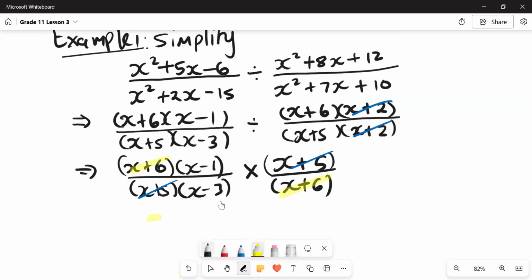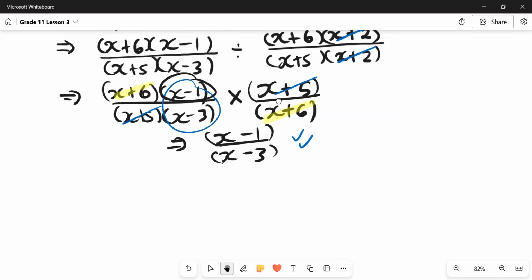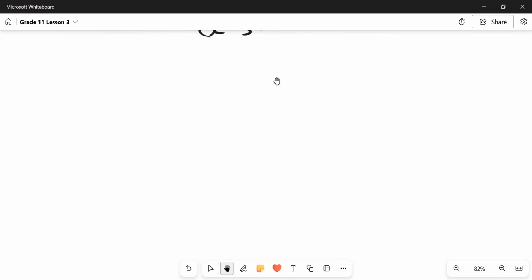Now, your final answer would be x minus 1 over x minus 3. Then that's your final answer. Full marks. Without even thinking twice, you got your full marks. Now let's move to example 2.